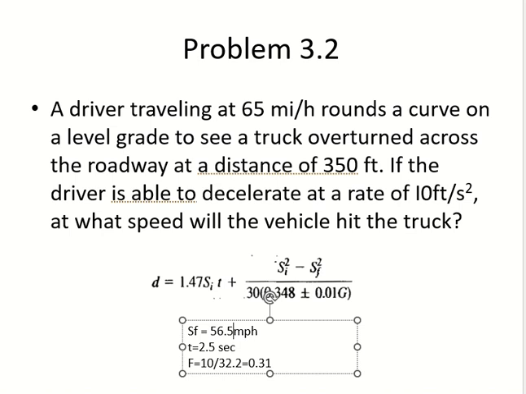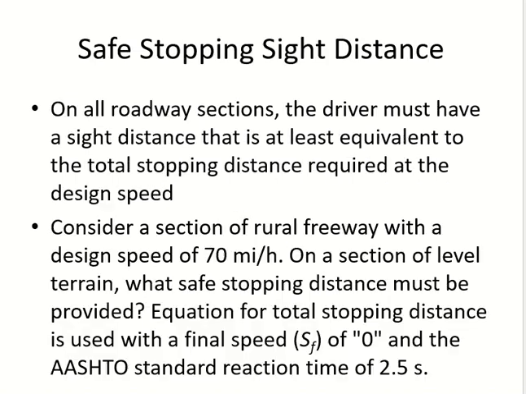Okay, so the distance at which he saw the truck, that distance should have been enough for him to stop. This is the distance we control, and we call it the stopping sight distance or the sight distance. The distance at which the driver saw the truck was his sight distance. The 350 feet was his actual sight distance. But in order to stop, he needed more.